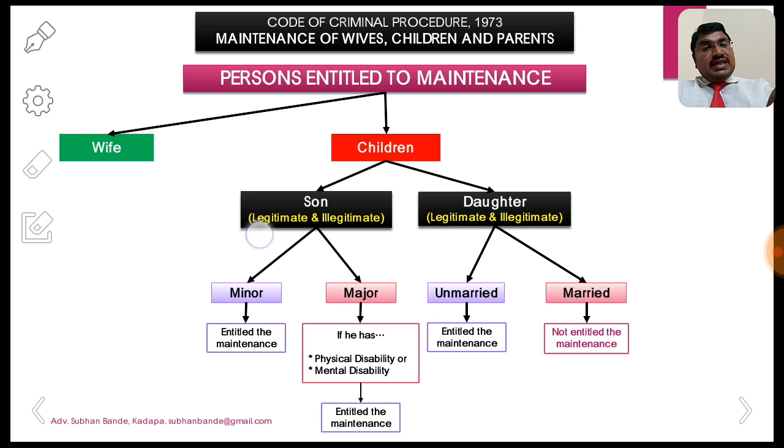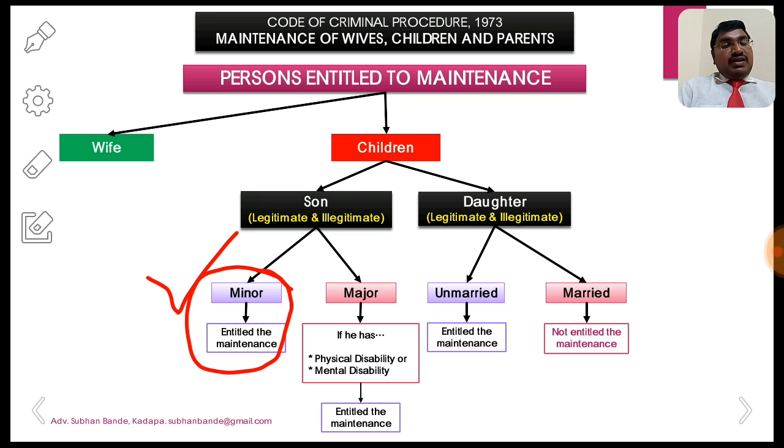If the son, whether he is legitimate or illegitimate, is a minor, without any conditions he has a right to maintenance. If the son is a major, he cannot be entitled to maintenance. But if the major son has a physical disability or mental disability, he can be entitled to maintenance from his father. Here, a minor son, without any conditions, has a right.